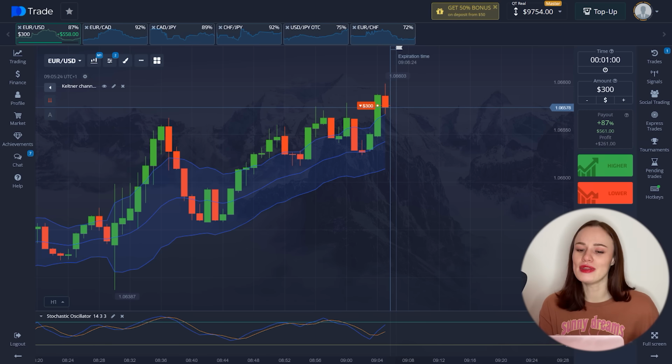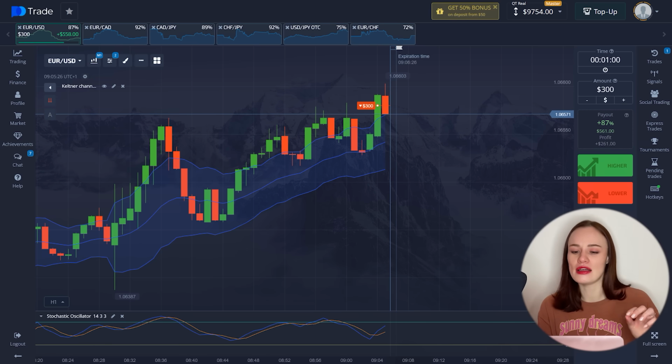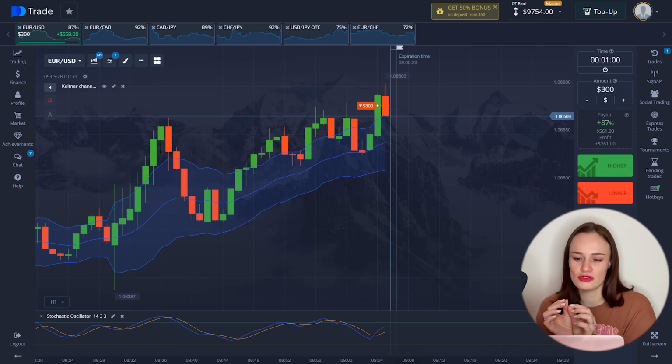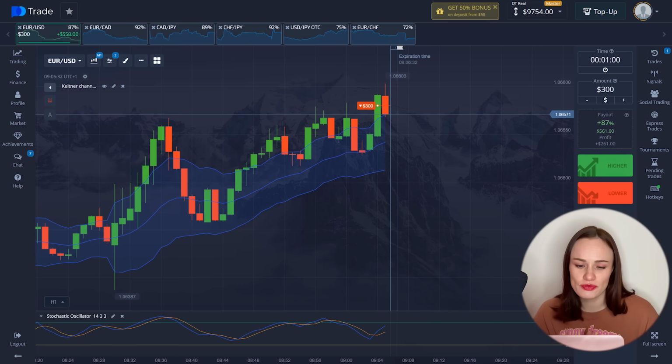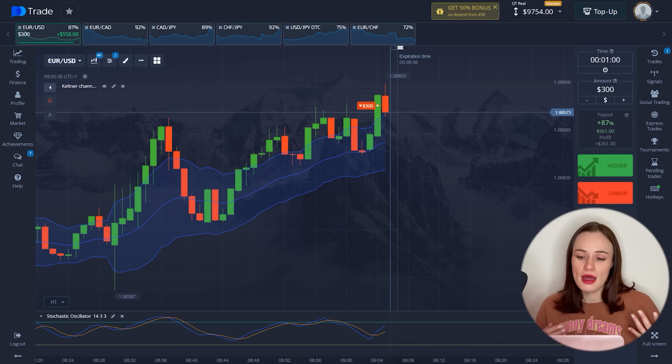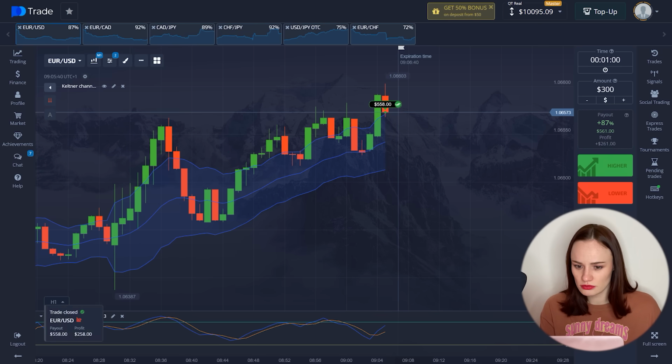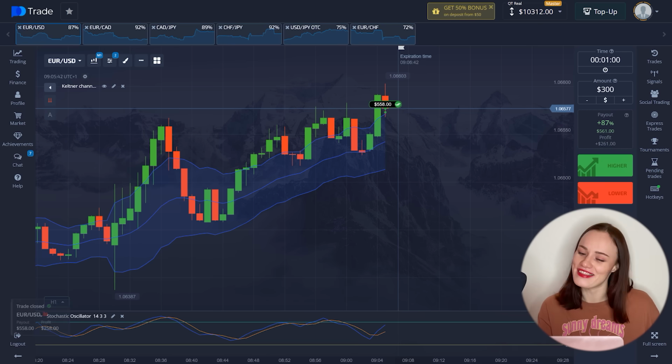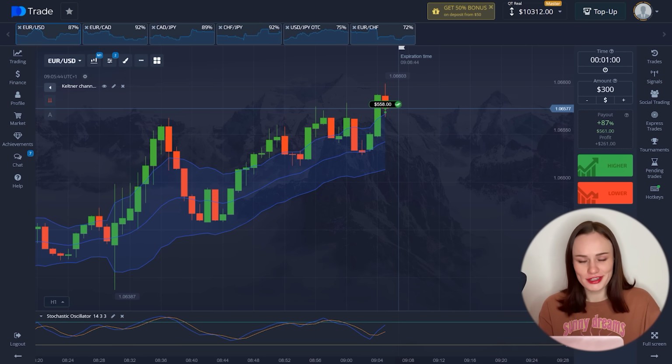So if the blue line crosses the red line in the direction from bottom to top, this is a signal to increase the price, and if in the opposite direction, to decrease. But remember, there are also false signals, and now look, the deal is over and we have another $258 in our pocket. I was right.